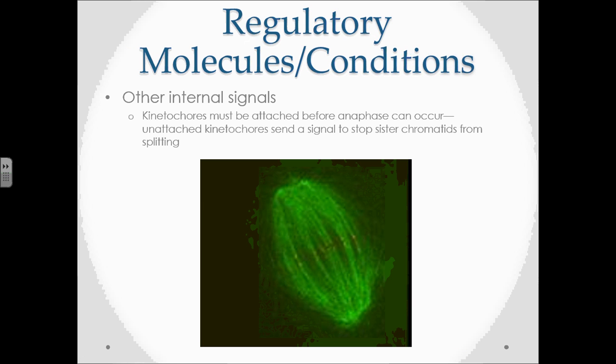Other internal signals that it must have, the kinetochores must be attached before anaphase can occur because that's what it attaches to before it pulls them away. And the unattached kinetochores are the signal to stop the sister chromatids from splitting. So if there's a problem there, that's a way to stop the cell from finishing its division.